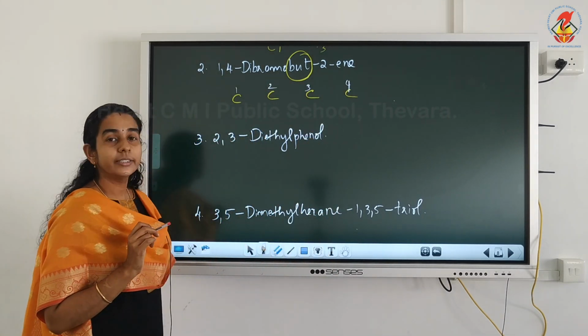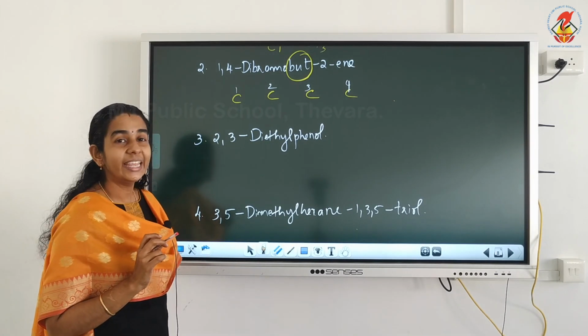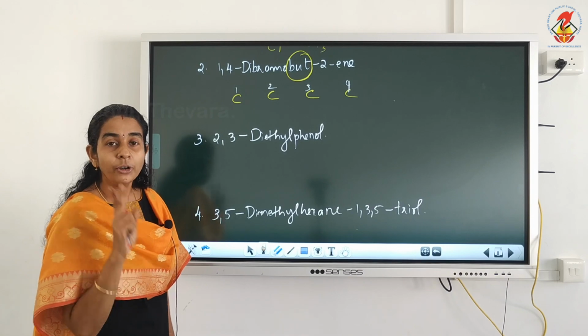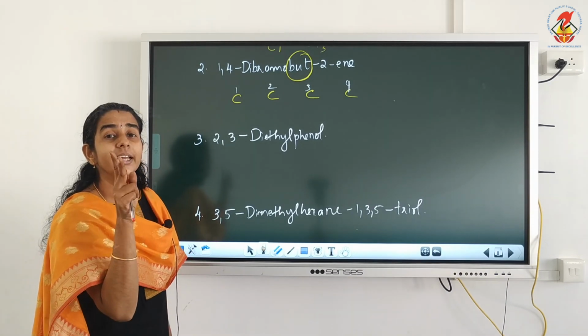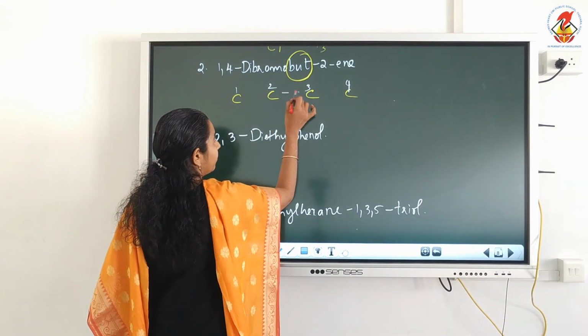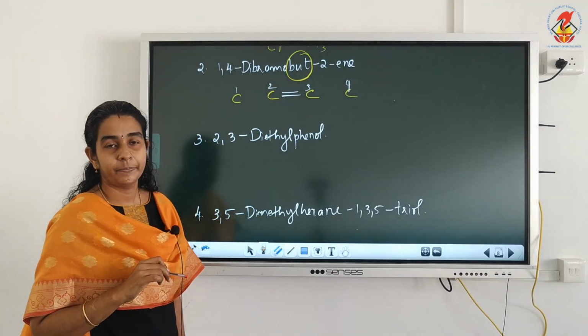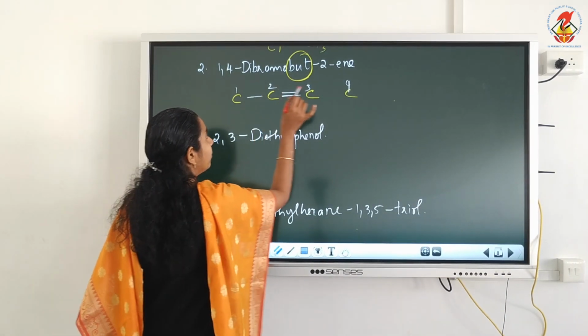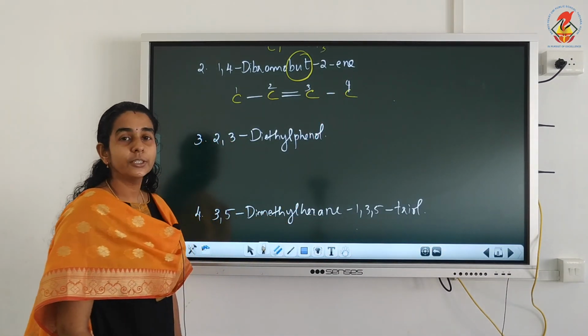Now, write the suffixes first. 2-ene. What is meant by 2-ene? There is a double bond between the second and third carbon. That means the remaining other bonds are single bonds. No other suffixes to write.